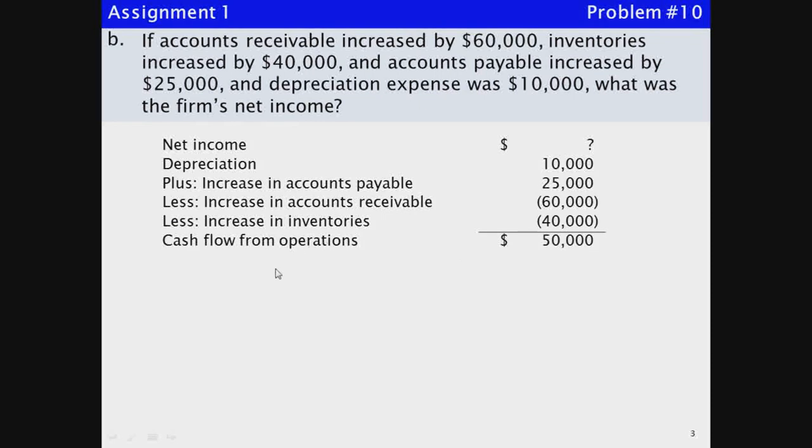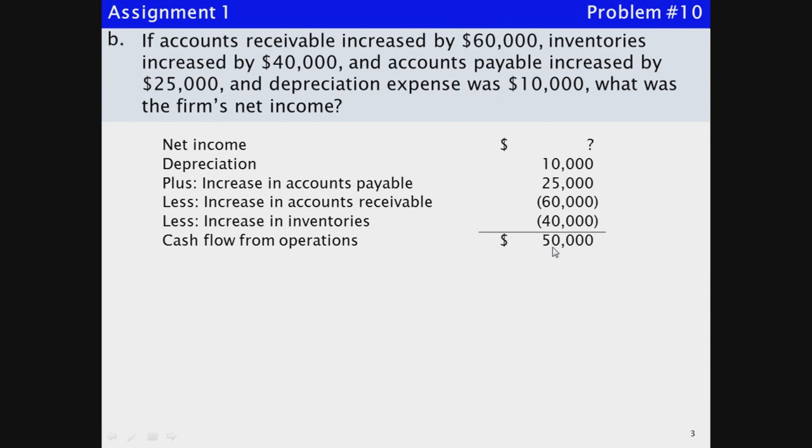With the indirect method, which is the only method we're going to use, you start with net income, you add back depreciation, you add any increase in current liabilities that are operating, you wouldn't do notes payable, and you subtract any increases in current assets, excluding cash. We know the result of that is $50,000. So we can figure out what we started with. We started with some number, we added $10,000, we added $25,000, we subtracted 60, we subtracted 40, and wound up with 50.